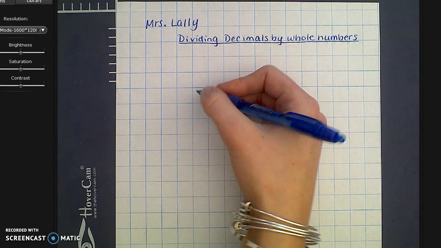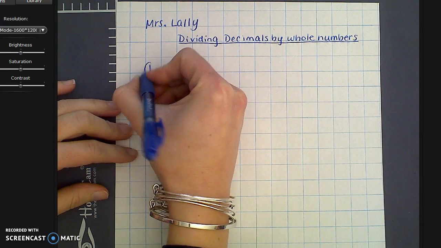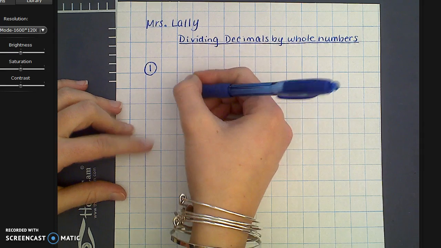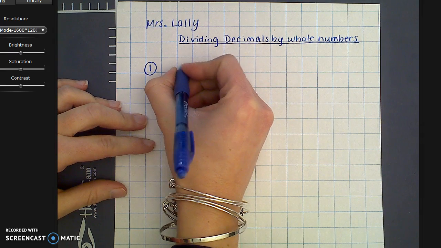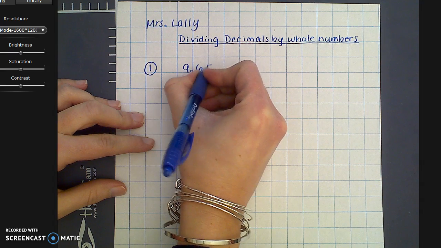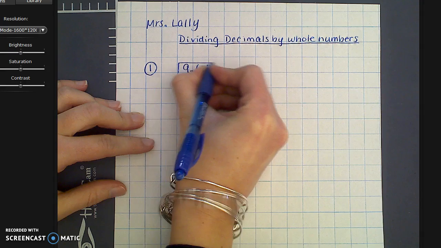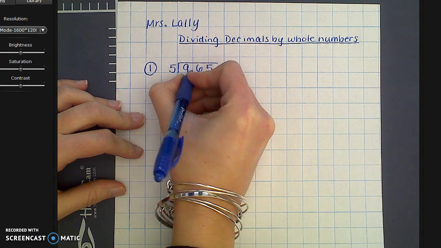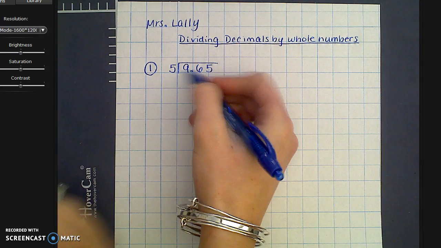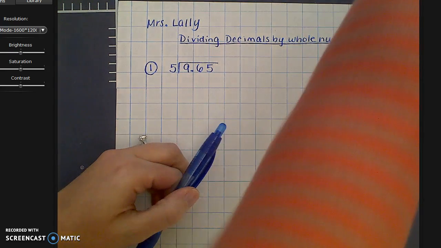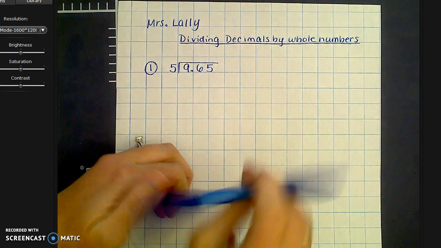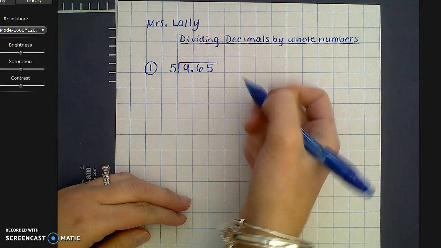Okay? So let's start by writing a 1 on our paper. And this is going to be the first problem that we're going to work through. Write this down on your graph paper, please. 9 65/100 divided by 5. See, we have a whole number going into a decimal. So the decimal is the dividend and the whole number is the divisor.